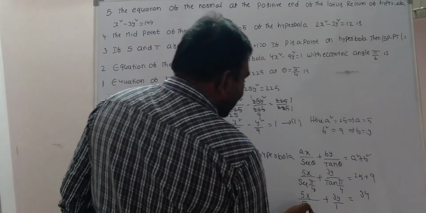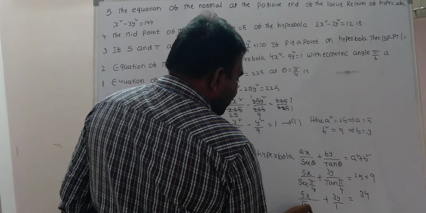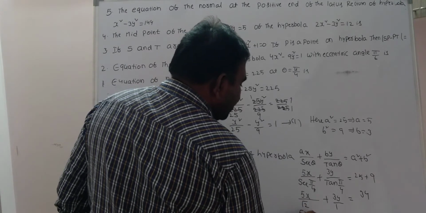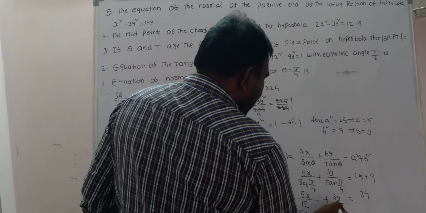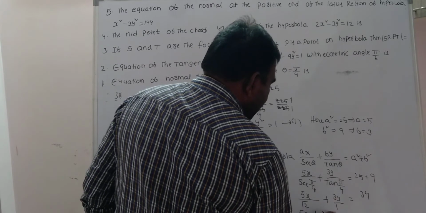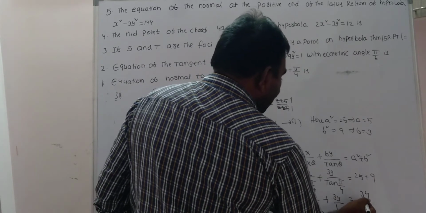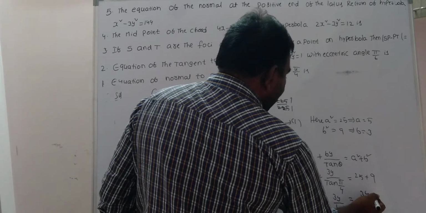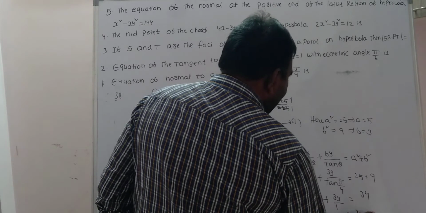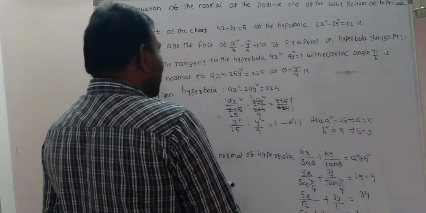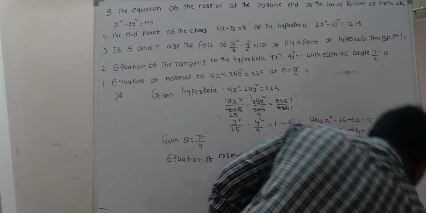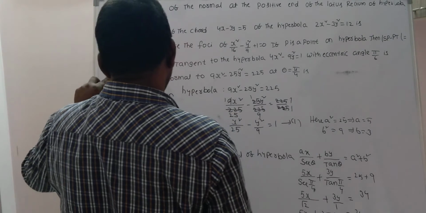So here let us cancel on both sides with root 2 in the place of denominator. We get 5x plus, here root 2 is not there, so here remains 3 root 2 y is equal to, here also not there, so multiply numerator and denominator with root 2, we get 34 root 2. This is the required equation of normal of the given hyperbola. So the first solution is complete.